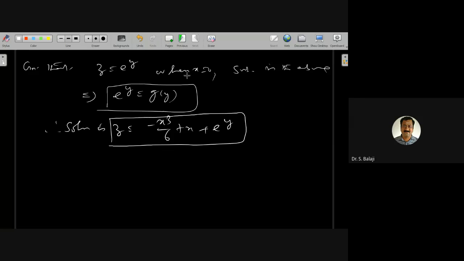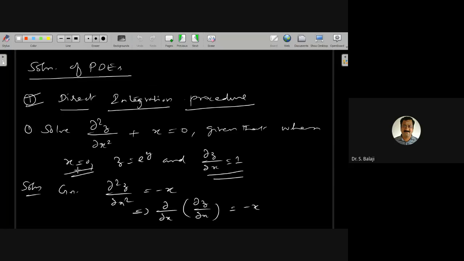Based on the initial or boundary condition, here the initial condition is given when x is equal to 0. What about the z nature? z equal to e power y, and dou z by dou x is equal to 1. Therefore, based on that idea, you can get the respective conditions, respective integration.